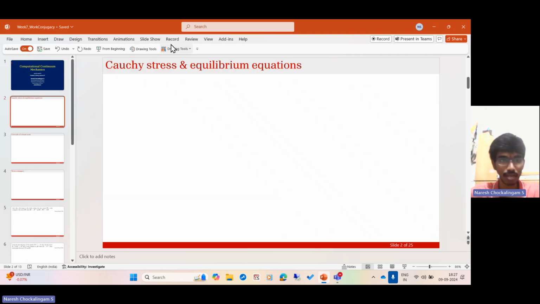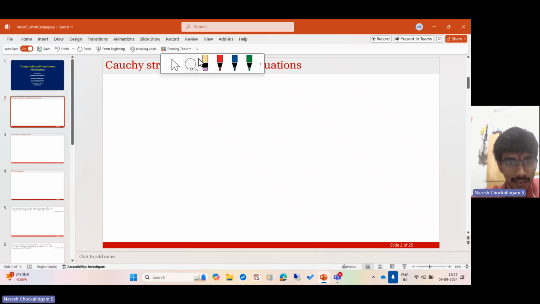The topics for today will be mainly stress and equilibrium, followed by a discussion on work conjugacy and objective stress rates, and we'll also look at a little bit of the principle of virtual work. So let us quickly get started. To recall what we have seen in the last problem solving session and also the coursework, to refresh, we can start with this.